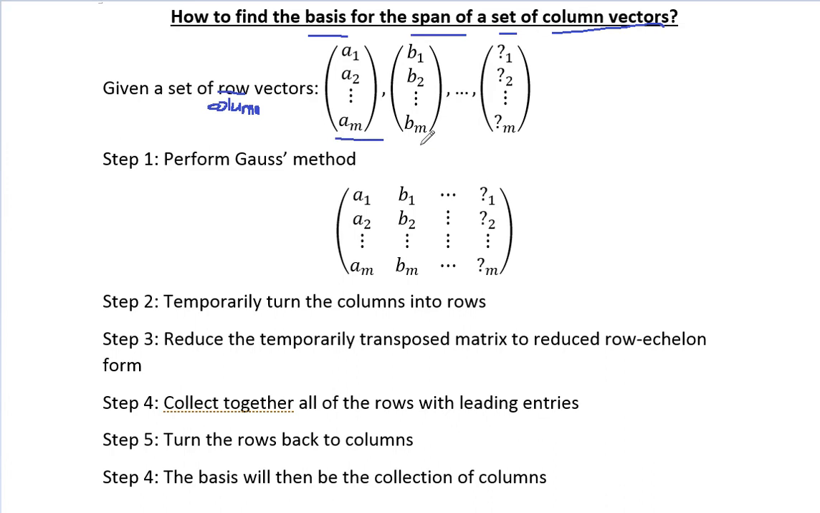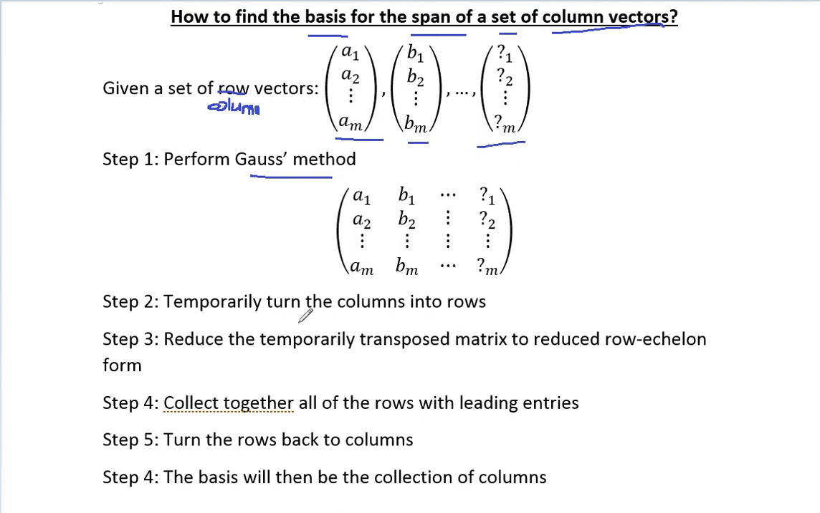These are examples of column vectors. This is vector 1, vector 2, and vector 3 with the entries here. Based on these entries, we label them as A1, A2 all the way to AM, and this one B1, B2 all the way to the M row, and also for this. So we can do the Gauss method and we get this: A1, A2 all the way is here, B1, B2 all the way is here, all the way until the final one which is here.